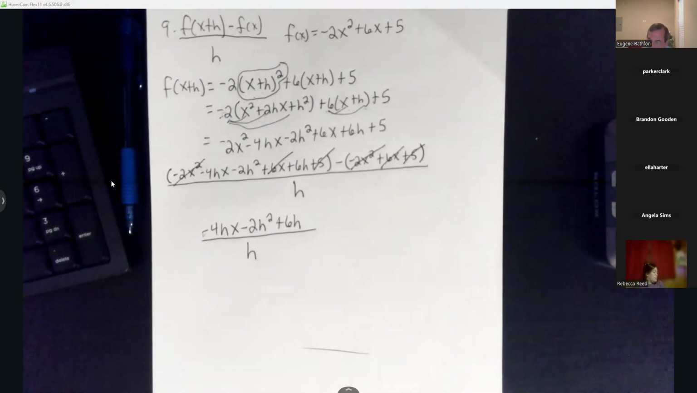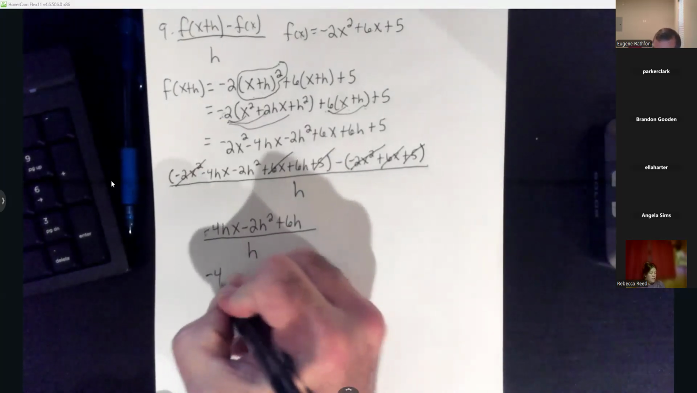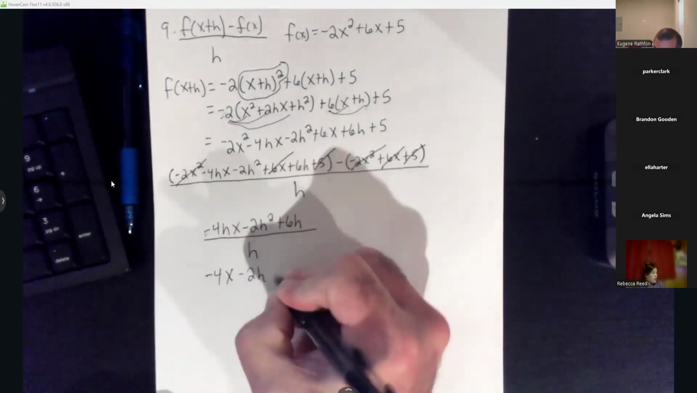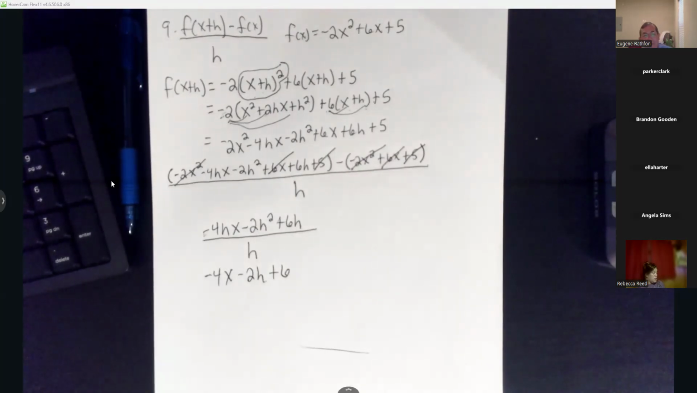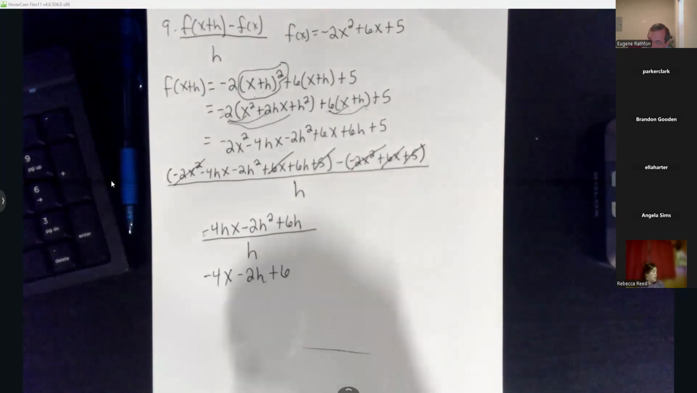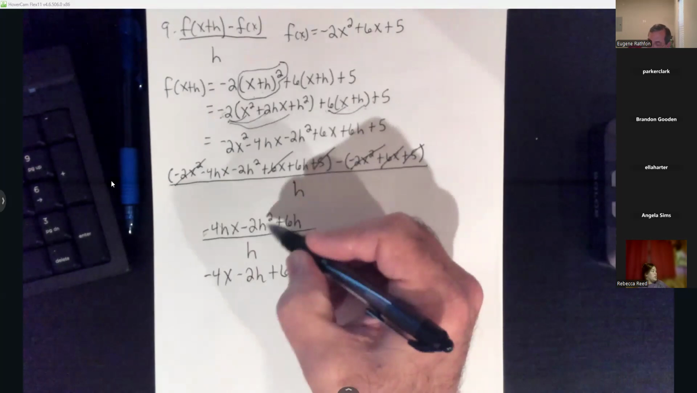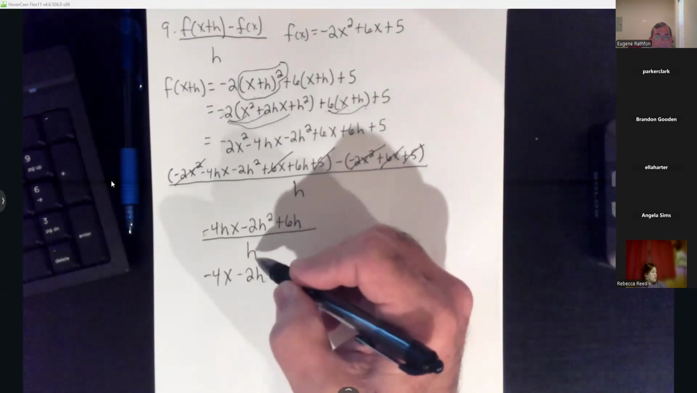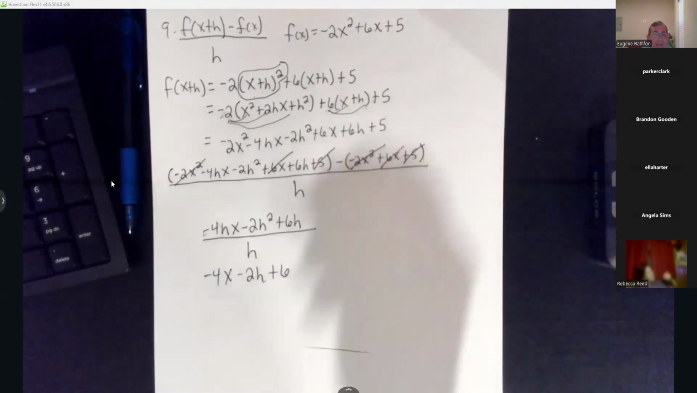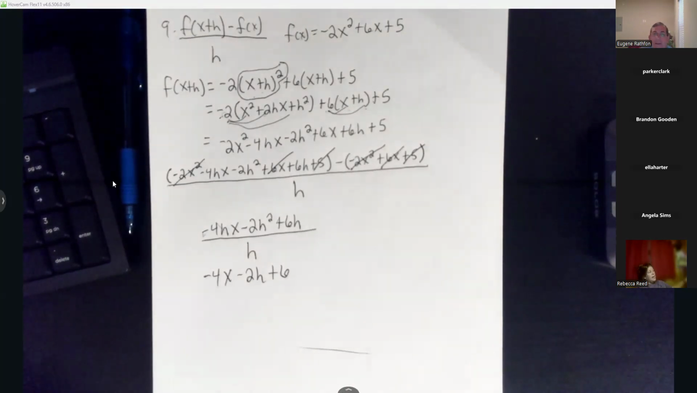Will it be negative 4x minus 2h plus 6? Brandon, that's perfect. Good job. Because remember, one H canceled here. One of those two H's canceled with that H, and then that H canceled. So, y'all, that's perfect. So that's what we would put into our math lab for that one.